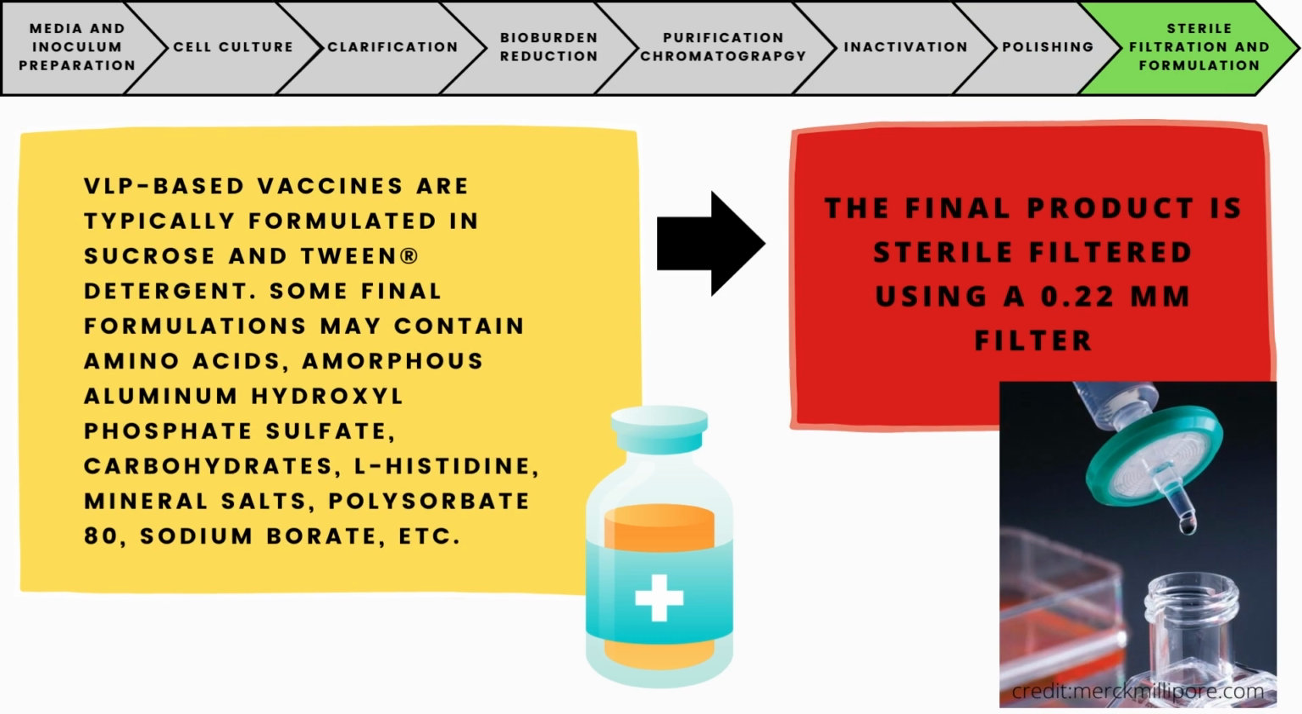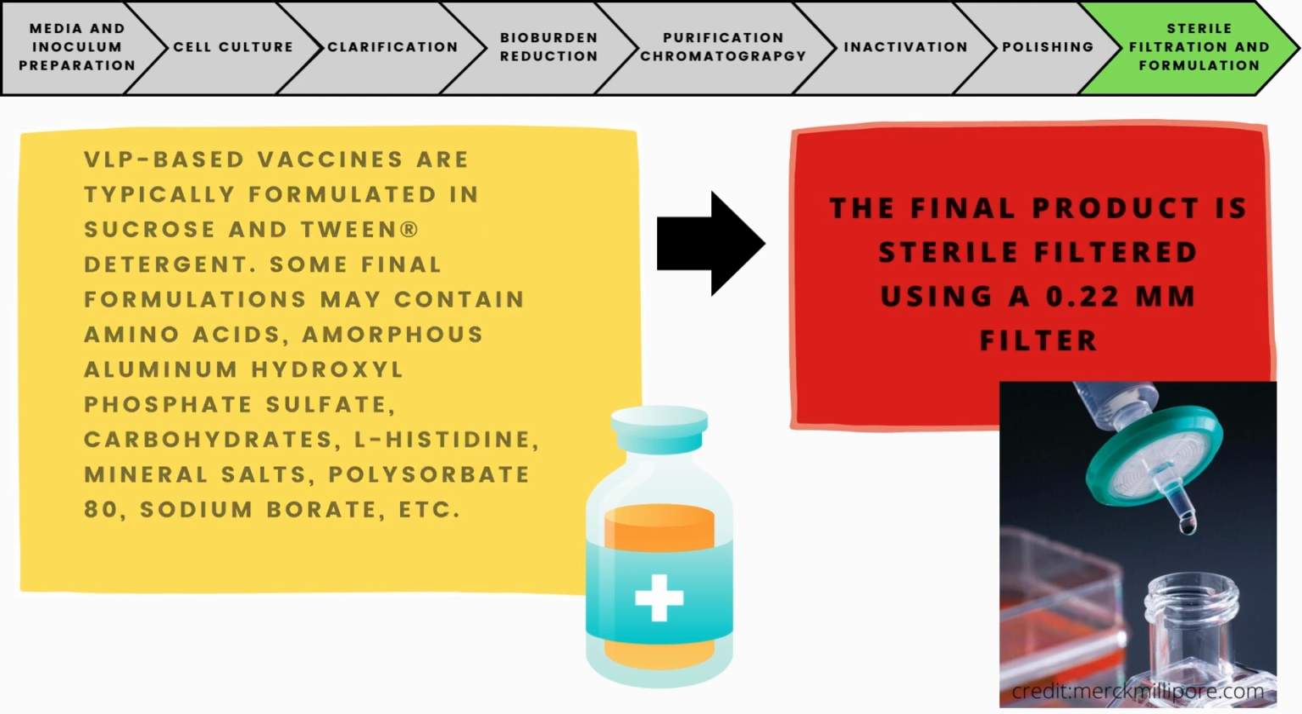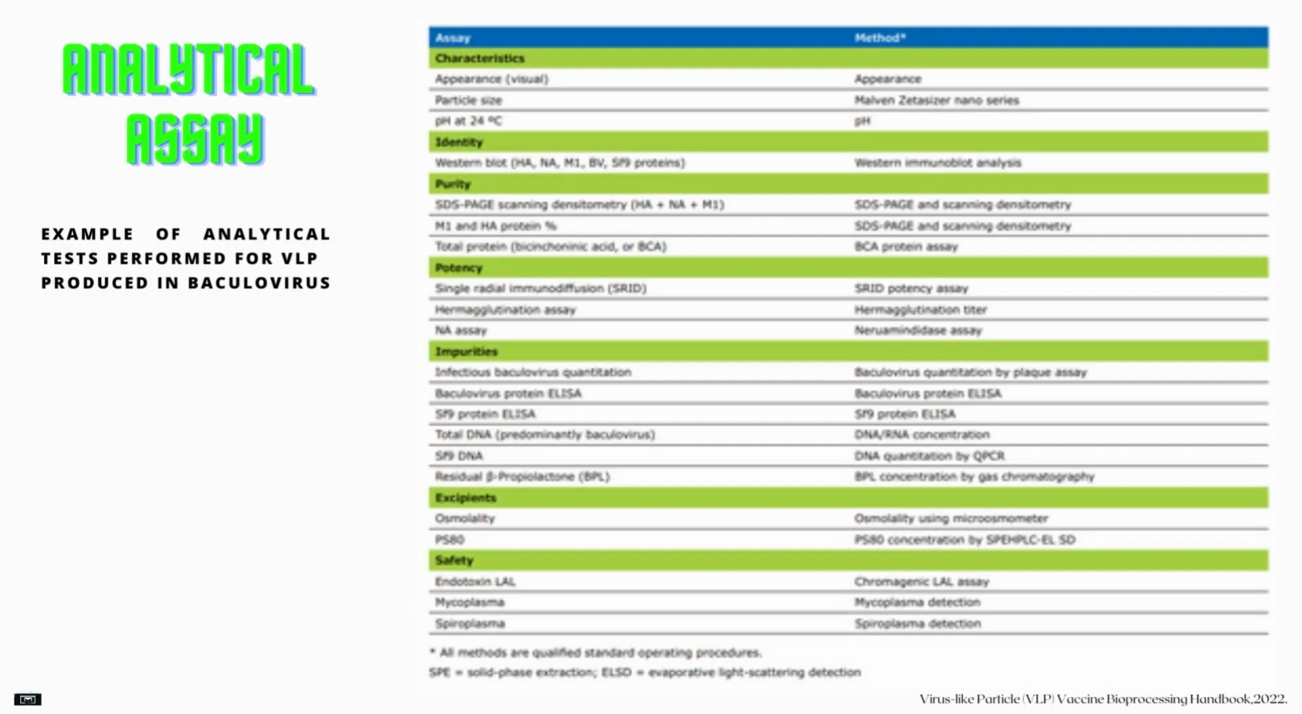And lastly, for sterile filtration and formulation, the final product is sterile filtered using a 0.22 micrometer filter. As VLP-based vaccines are typically formulated in sucrose and Tween detergents, some final formulations may contain amino acid, amorphous aluminum hydroxyphosphate sulfate, and others. This is an example of an analytical assay for VLP.